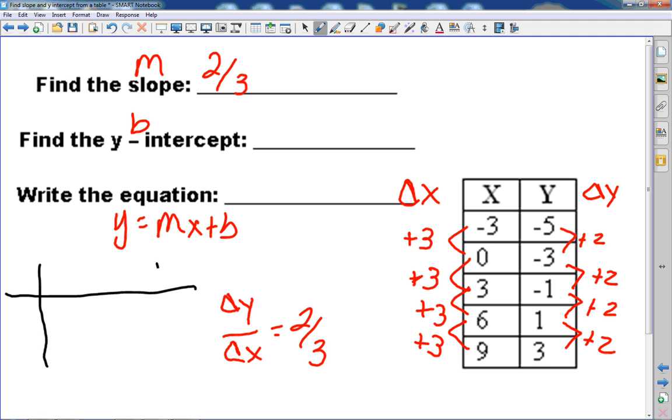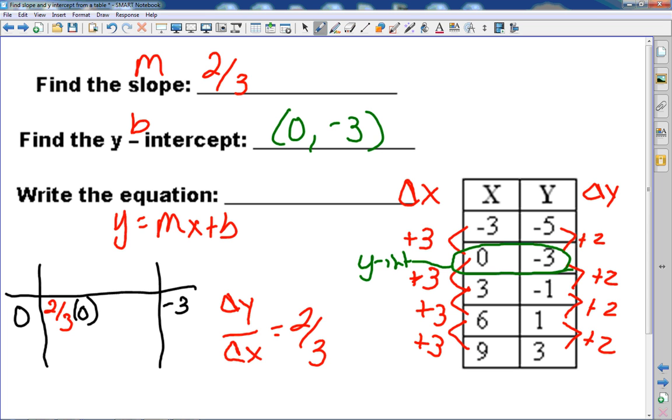Remember I told you I like 0, and I can put in there 2/3 times 0. The other thing is, though, if you see this right here, the x number is 0, that's my y-intercept. So I have 0, -3. So my equation is y equals 2/3 x minus 3. There's my equation. It makes it a lot easier when you can find your intercept in your table.